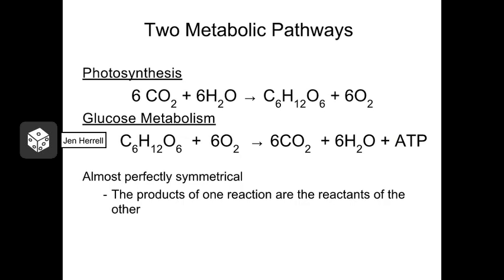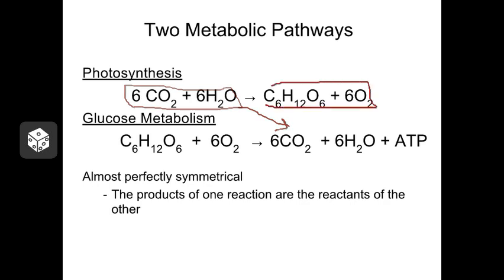Another interesting thing to notice about these two reactions has to do with how they're related to one another. They're actually sort of symmetrical. Notice this. The reactants of photosynthesis are the same as most of the products of glucose metabolism. And the products of photosynthesis are actually the same as the reactants needed for glucose metabolism. So these two reactions go together.